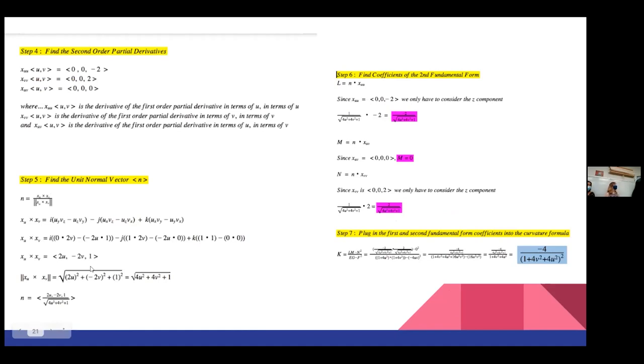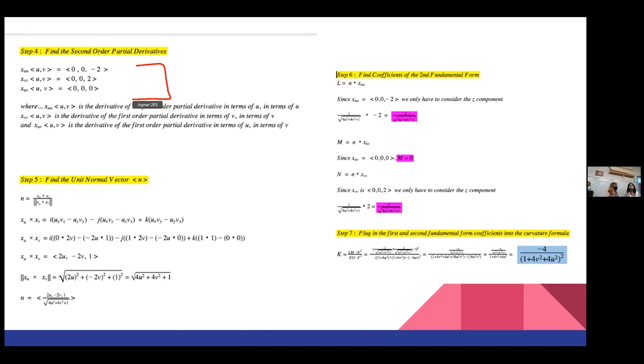And the curvature formula also consists of the coefficients of something called the second fundamental form, represented by L, M, and N. And to find L, M, and N, we have to find the product between something called the second order partial derivatives, as well as the unit normal vector. And so the second order partial derivatives are exactly what they sound like. They are just the derivatives of the first order partial derivatives. And you can see we found these derivatives right here.